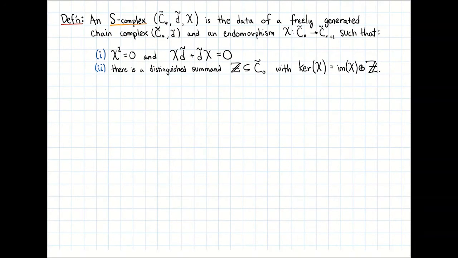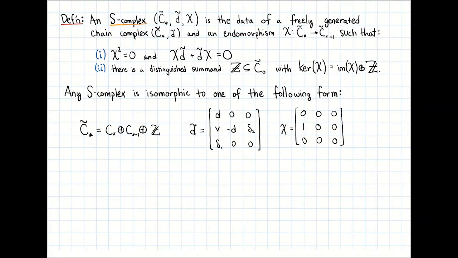Let's formalize the algebraic structure we see appearing here. Define an S complex to be the data of a freely generated chain complex, C tilde, D tilde, along with an endomorphism chi of degree 1, such that the following hold. First, chi should square to 0 and be an anti-chain map. And second, there should be a distinguished summand Z in grading 0, such that the kernel of chi is equal to the image of chi plus this summand. And you should think of this summand as always corresponding to the reducible critical point.